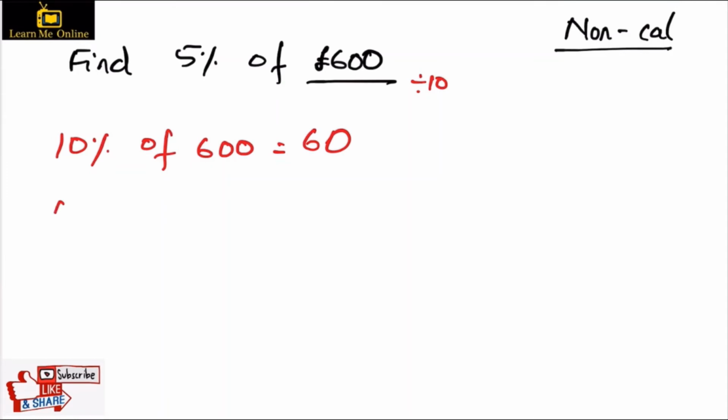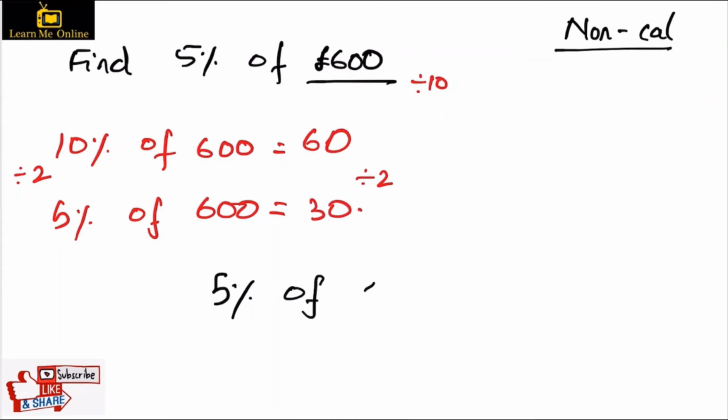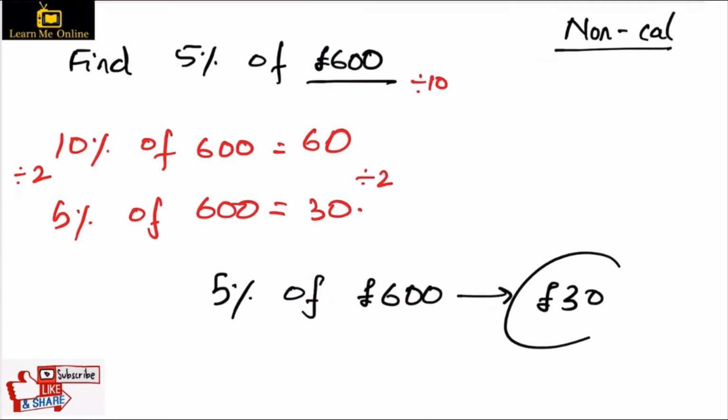And because we are finding out the 5% of 600, it means we'll be dividing it by 2. So whatever the 10% you divided by 2 to get the 5%. So half of 60 is 30. So I can write down the final answer here that 5% of 600 would be 30. Let's have a go on the next example.